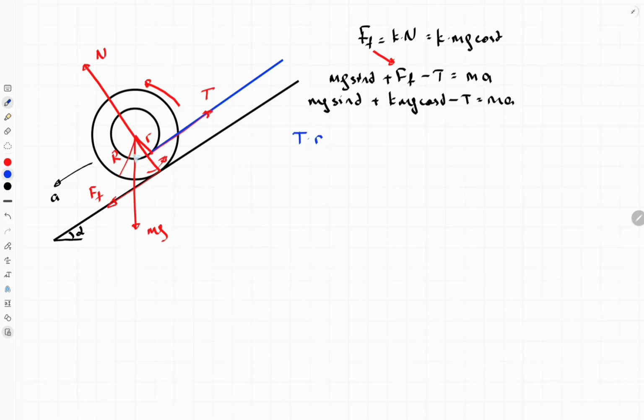Tension times small r, its torque. So we are writing torque according to the center. That's why we'll multiply by small r, minus friction force times big R, equal to moment of inertia of the cylinder about its center, which is I0 given, times angular acceleration. So it is accelerating in this direction, rotational acceleration.